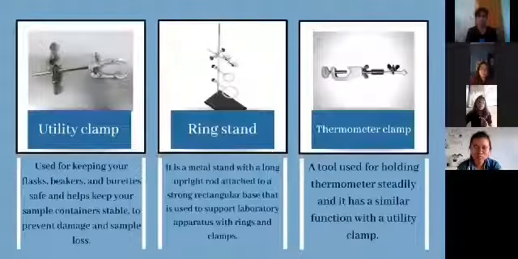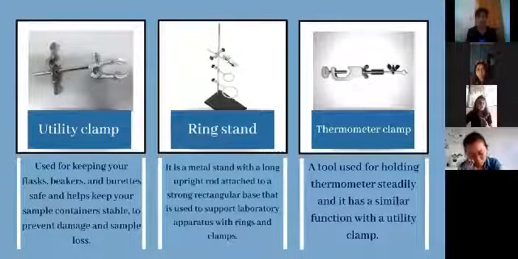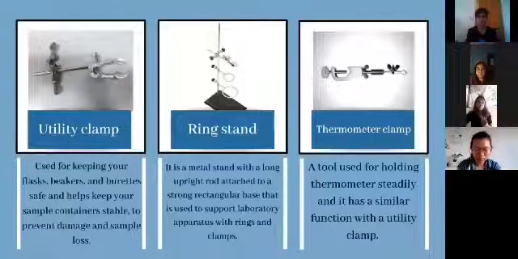The next is utility clamp. The utility clamp is made up of stainless steel, which is used for keeping your flasks, beakers, and burettes safe. They help to keep your sample containers stable, and prevent breaking and sample loss.